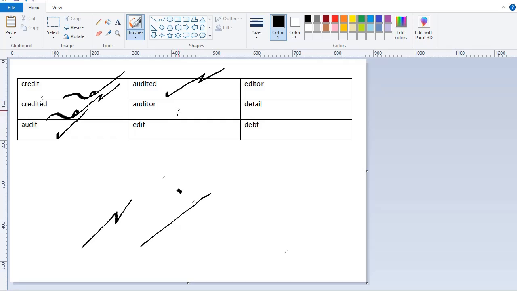Next, auditor. So we have audit, and then R, auditor. Edit. We have E, and then we have D. Next, we have editor. So we have edit, and then add your R. Okay? Next, we have detail. So we have dit, and then your A-L. Next, debt. Though it's spelled debt, when you pronounce it, it's debt, right? So it's going to be represented by your DT.